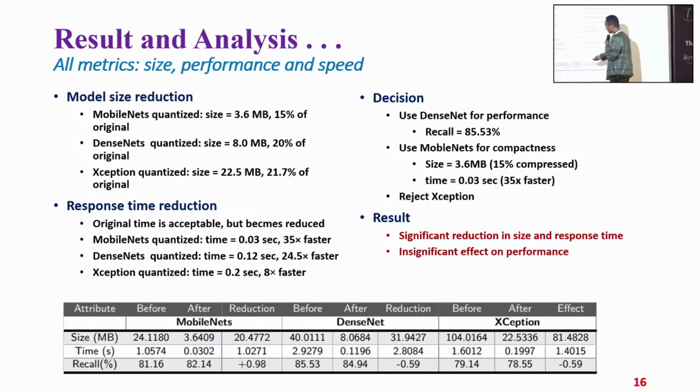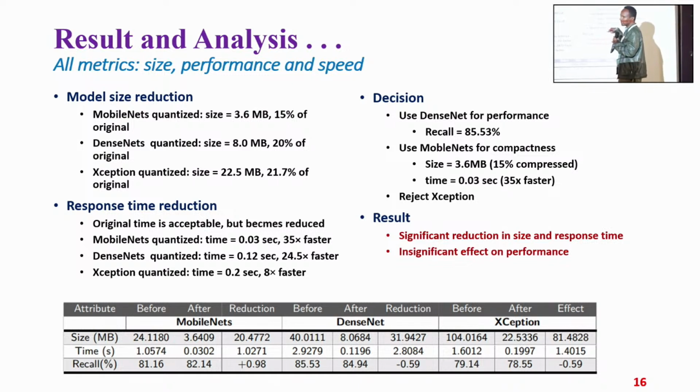As you can see, regarding size, our post-quantization module reduced the MobileNet from 24 into 3.6 megabytes. But there is not that much punishment on performance, and the other one is DenseNet reduced from 40 into 20 into 8 megabytes, and the same for Xception.